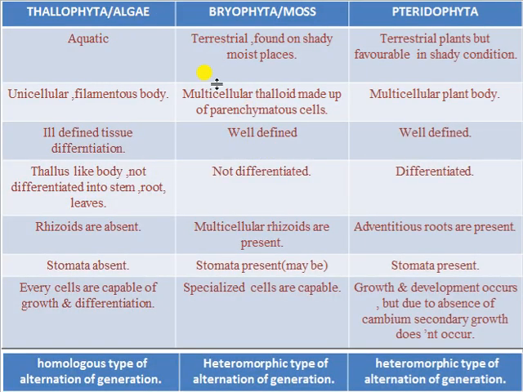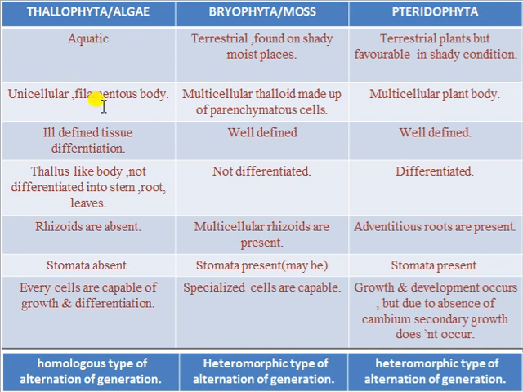This is the comparative study between Thallophyta, Bryophyta and Pteridophyta. Already we know Thallophyta is called algae, Bryophyta is also known as moss and Pteridophyta is also known as fern. So first we will be discussing their habitat. Thallophyta is obviously aquatic, maybe present in marine or freshwater environment, but they are aquatic. Next, Bryophyta will be exclusively terrestrial, found on shady, moist, damp places. Pteridophyta are exclusively terrestrial plants but favorable in shady conditions like bryophytes. Keep it in your mind, these bryophytes and pteridophytes are also green in color like algae or other plants.